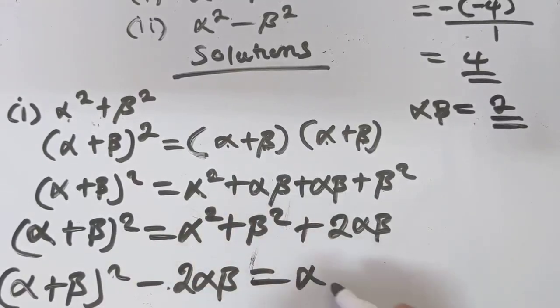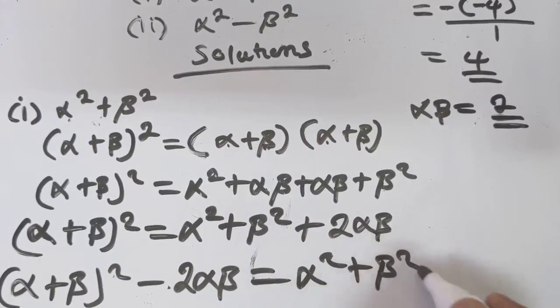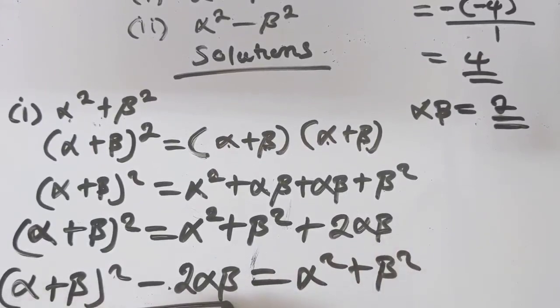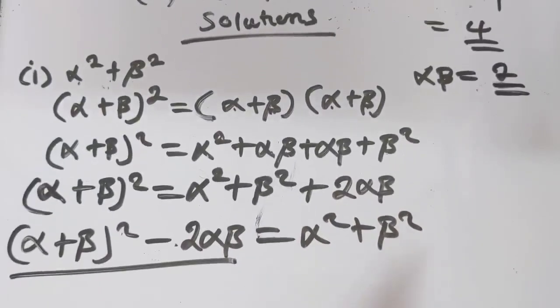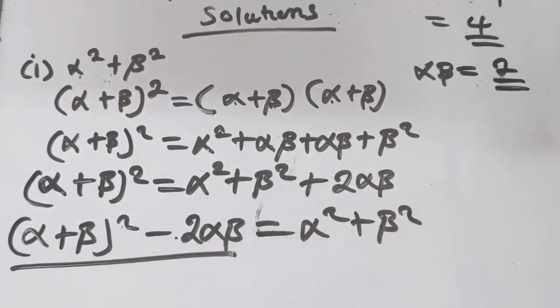So that is alpha squared plus beta what? Squared. So meaning that the formula for this one is just this. That is the formula for alpha squared plus beta squared. So you can even write it the way it is right there. So we have actually done that.